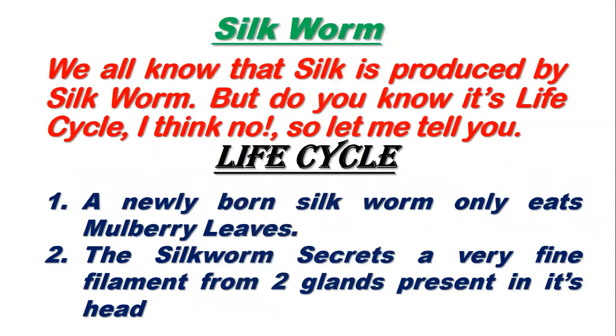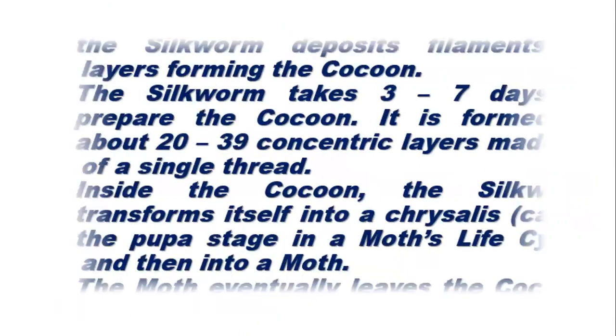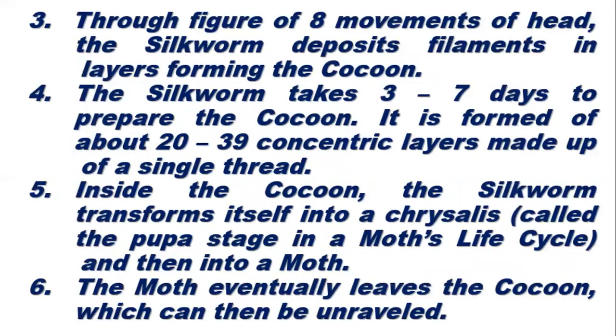First of all, we all know that silk is produced by the silkworm, but do you know its life cycle? Its life cycle has basically 6 to 8 processes. The life cycle of a silk moth is: step one, a newly born silkworm only eats mulberry leaves. Second, the silkworm secretes a very fine filament from 2 glands present in its head. Third, through figure-of-8 movements of the head, the silkworm deposits filaments in layers, forming the cocoon.